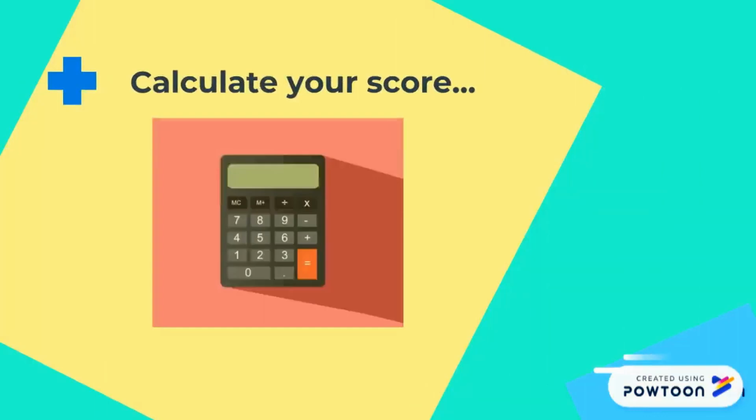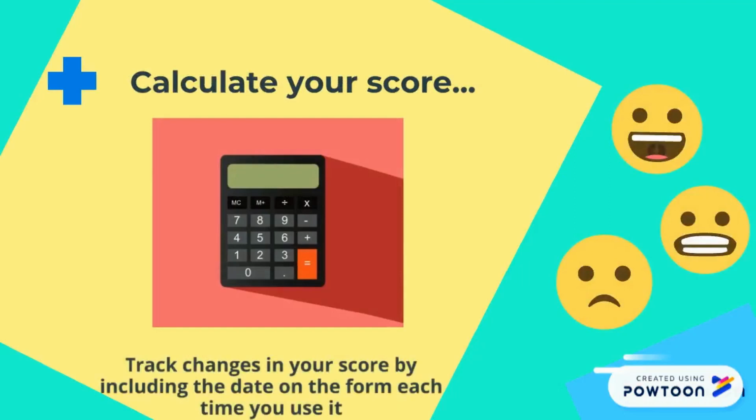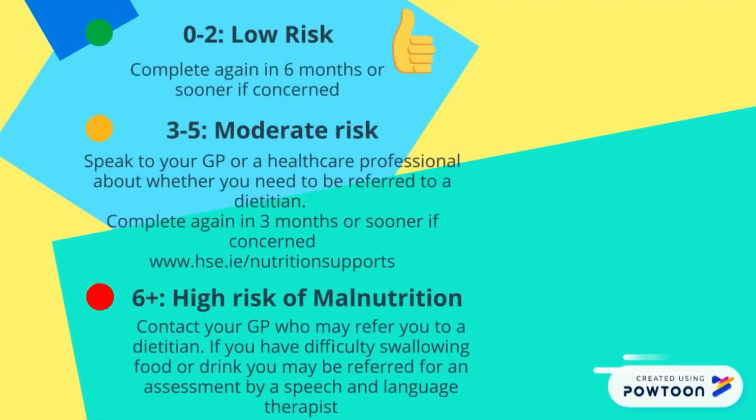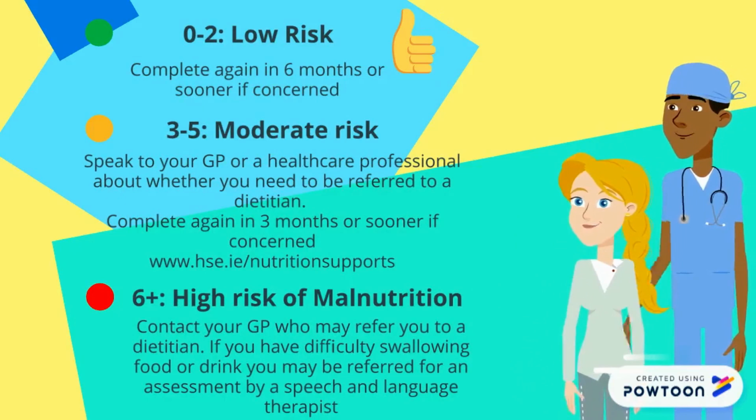Take a moment to calculate your score, which is the sum of all the scores you have given yourself for each question. Track the changes in your score by including the date on the form each time you use it. You can now identify if you have good nutritional status, are at moderate nutritional risk, or at a high nutritional risk. If your score is between 0 and 2, this is a good score. Remember to recheck your nutritional score again in 6 months or sooner if you have any other concerns. It may help to keep track of your weight monthly.